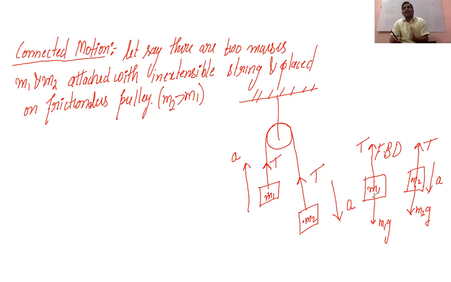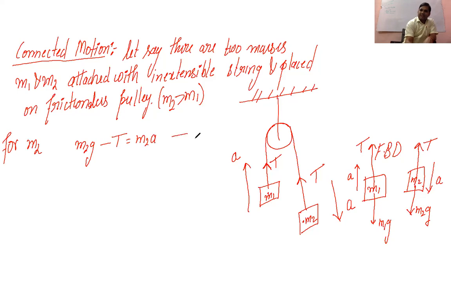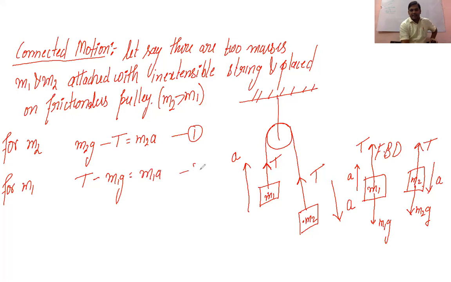Now we can write here the equations. M2 के लिए लिखेंगे बच्चे, देखिए ये नीचे की तरफ जा रहा है, तो we can write here M2G, और इसको अपोज कौन कर रहा है बच्चे, टेंशन. So M2G minus T is equal to M2 into A. This is our first equation. And for M1, this is moving upward, so we'll take tension as positive. So this will be T minus M1G is equal to M1 into A. This is our second equation.